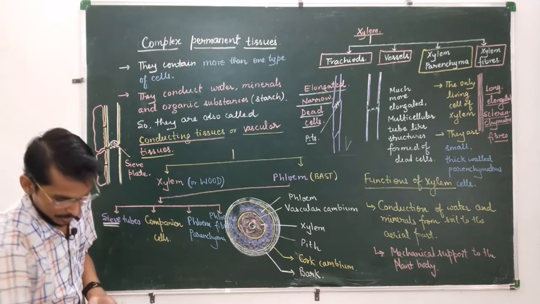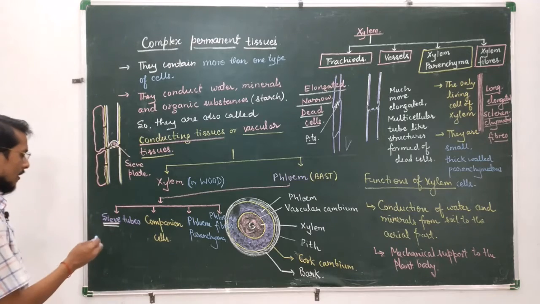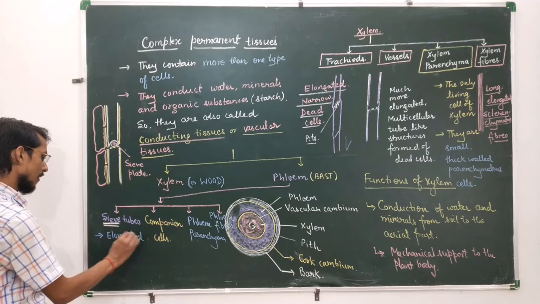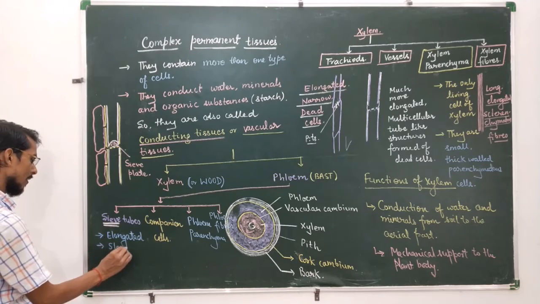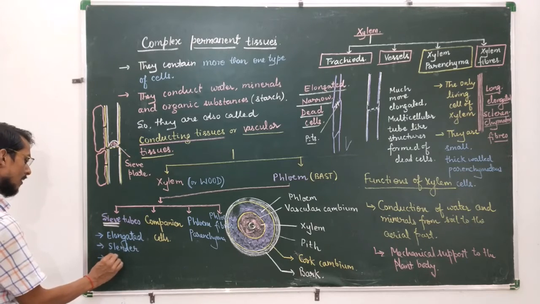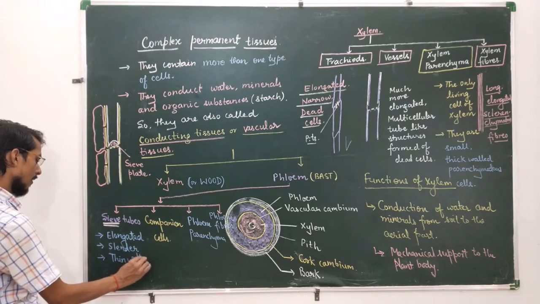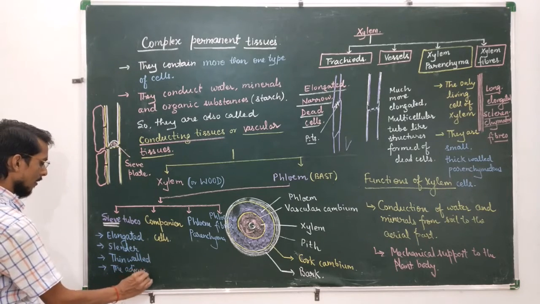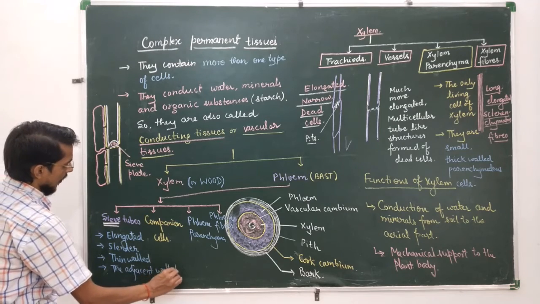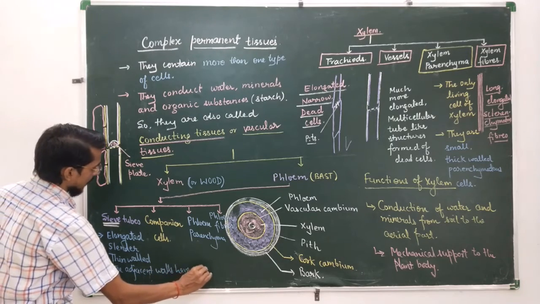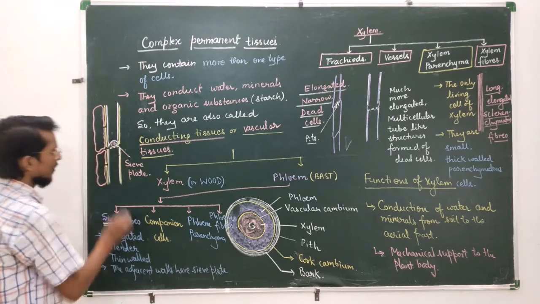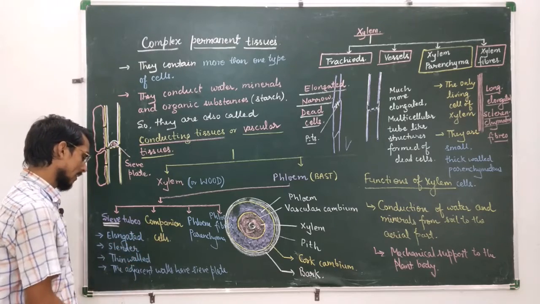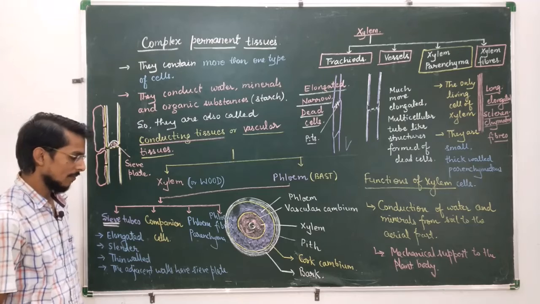Now if we talk about them, they are elongated, slender, thin-walled, the adjacent walls have sieve plate, due to which the name is sieve tubes. They are tubular structures which are elongated, slender, thin-walled, and the adjacent walls have sieve plate.